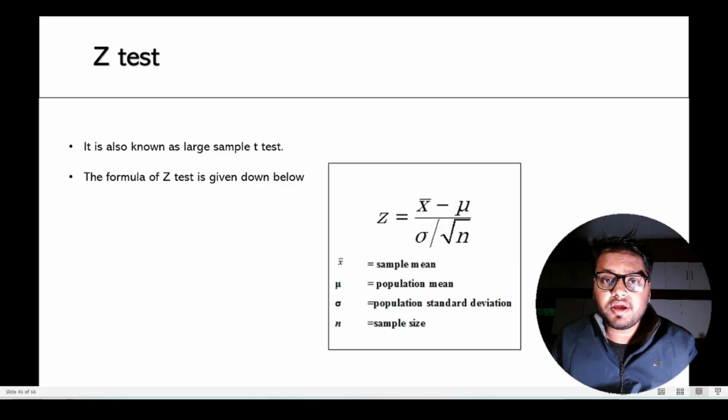Now let us talk about the z-test. Z-test is also known as the large sample test. The formula for the z-test is x bar minus mu divided by sigma upon root n. Here x bar is your sample mean, mu is your population mean, sigma is your population standard deviation and n is your sample size. Let us understand this with the help of a mathematical example.